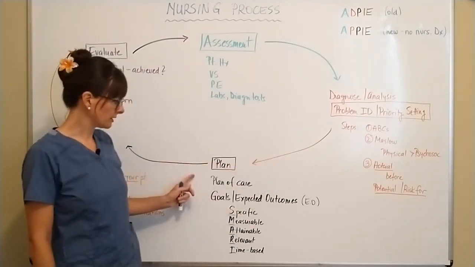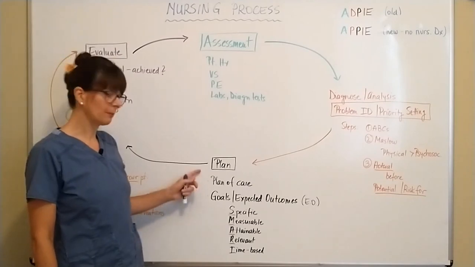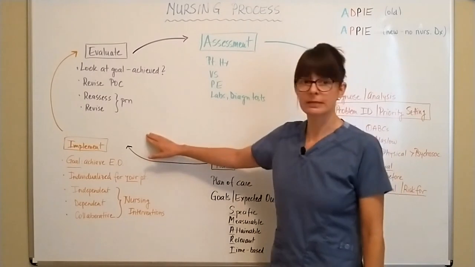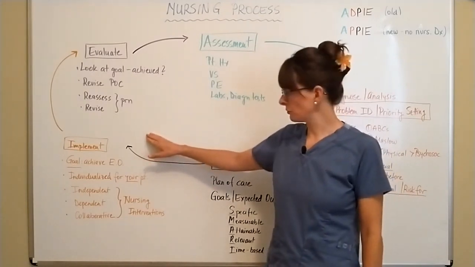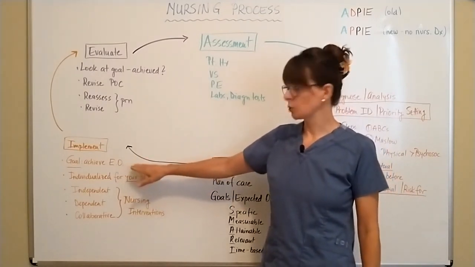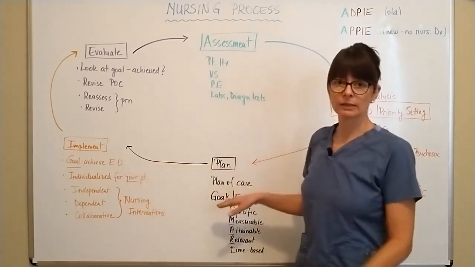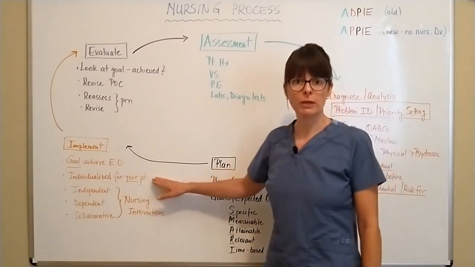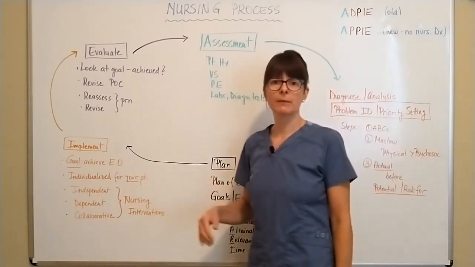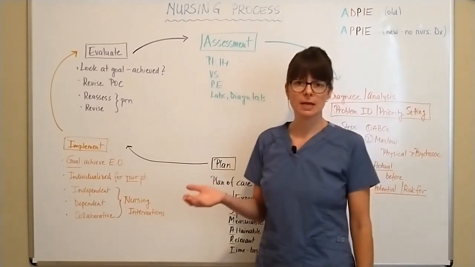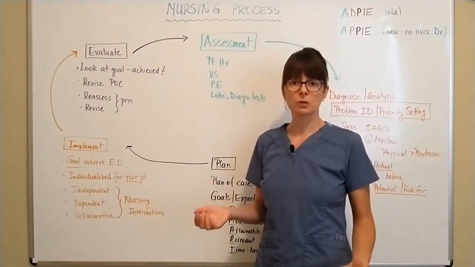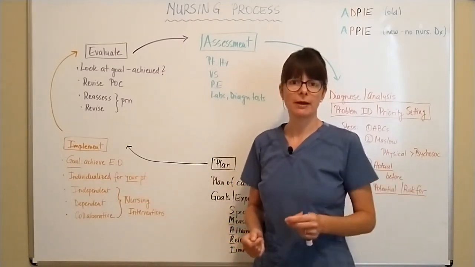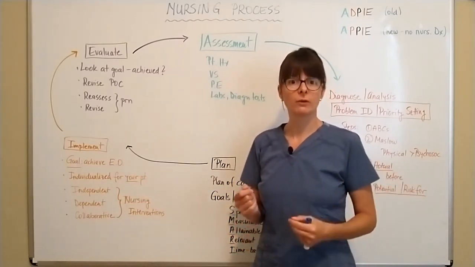Once you've identified the goals and the expected outcome and you have planned your priorities, then you can go into the implementation phase. So in the implementation phase, the goal is to achieve the expected outcome that we've just formulated. And it has to be individualized for your patient. So 2 patients who've been admitted for a knee replacement might not have the same goals because one might already be 3 days post-op and the other one might have just come out of surgery. So the priorities will be very different.